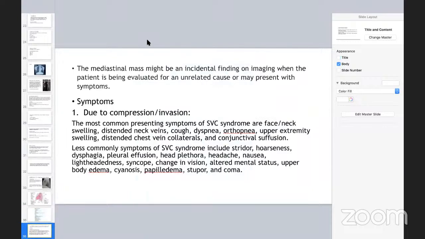The mediastinal mass might be an incidental finding on imaging when the patient is being evaluated for an unrelated cause, say you did a chest X-ray for some respiratory problem or infection, and suddenly a mass was seen, or they might present with symptoms, as in this case. Due to compression or invasion, we have presenting symptoms of SVC syndrome. There will be facial and neck swelling, distension of neck veins, cough, dyspnea, orthopnea, upper extremity swelling, chest vein collaterals, and conjunctival effusion. Less commonly, stridor, hoarseness, dysphagia, pleural effusions, plethora in the head, headache, nausea, lightheadedness, syncope, change in vision, altered mental status, upper body edema, cyanosis, papilledema, stupor and coma can also present.